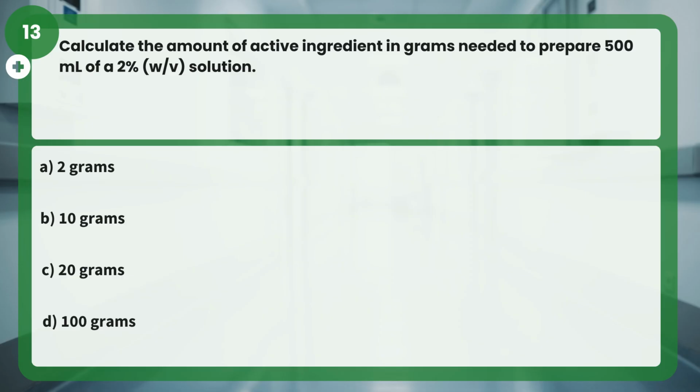Question 13. Calculate the amount of active ingredient in grams needed to prepare 500 milliliters of a 2% w/v solution. A. 2 grams. B. 10 grams. C. 20 grams. D. 100 grams.